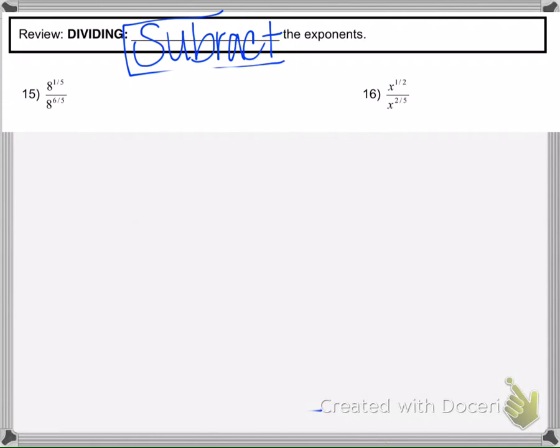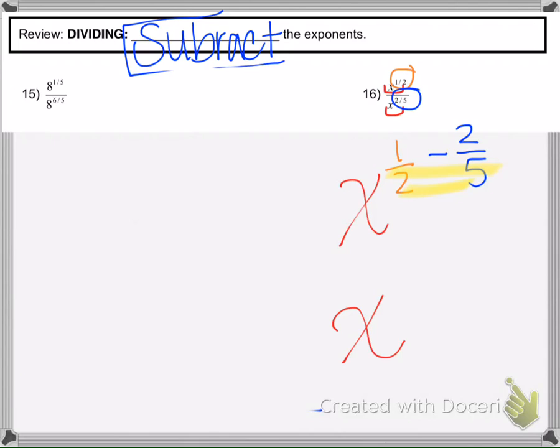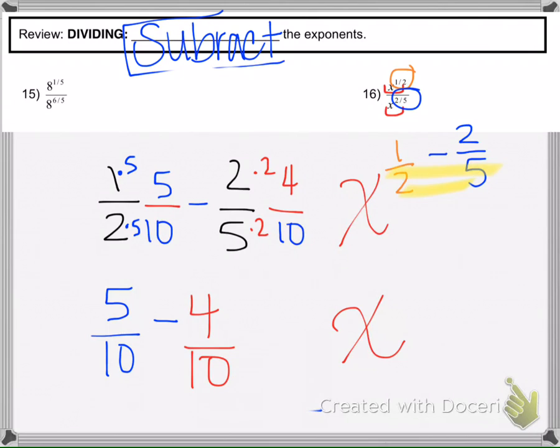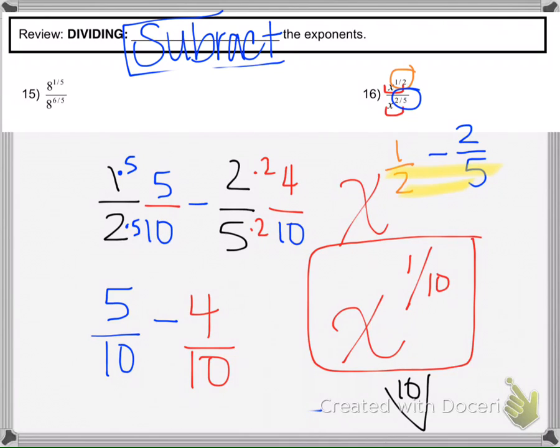Okay, example 16. The bases are the same. Keep it the same. And then we subtract top minus bottom. Denominators are not the same. So we could put that in our calculator and get what 1/2 minus 2/5 is. But by hand, we would need to find a common denominator. Something that 2 can multiply to and 5 can multiply to. So I would use 10. So we'd have 2 times 5 is 10. 1 times 5 is 5. So now we have 5/10 minus, multiply by 2, 4/10. So 5/10 minus 4/10 is 1/10. We could also write that as the 10th root of x.